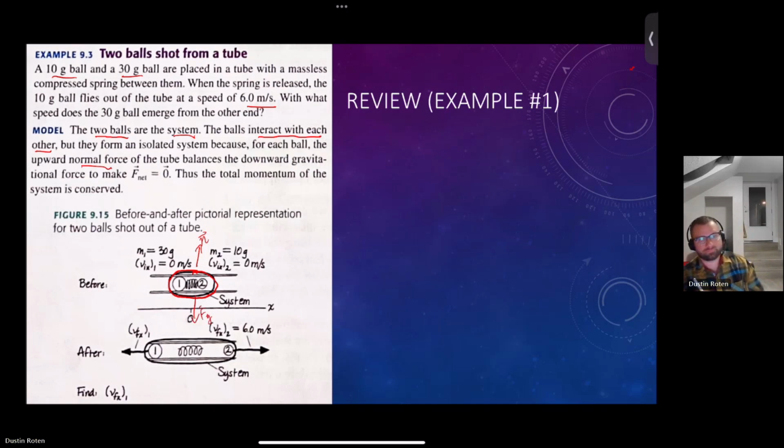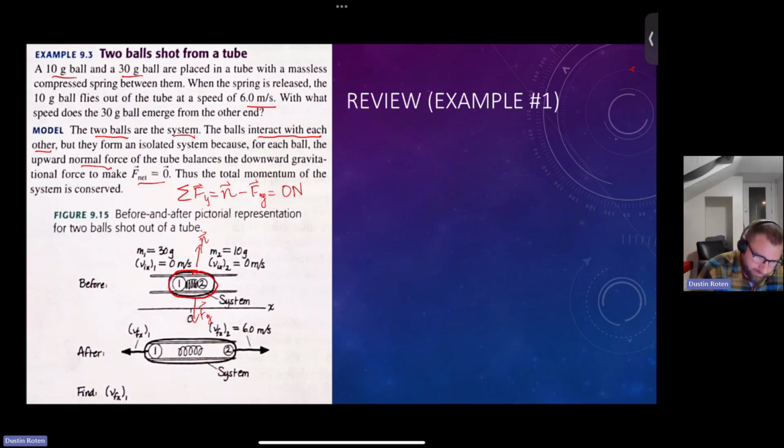Well, it turns out since these balls are not accelerating up or down, the sum of the forces in the y direction is going to be the normal force up minus the force due to gravity down. There's no acceleration, so it's an equilibrium, 0 newtons. Checks out. So the net force equals 0.